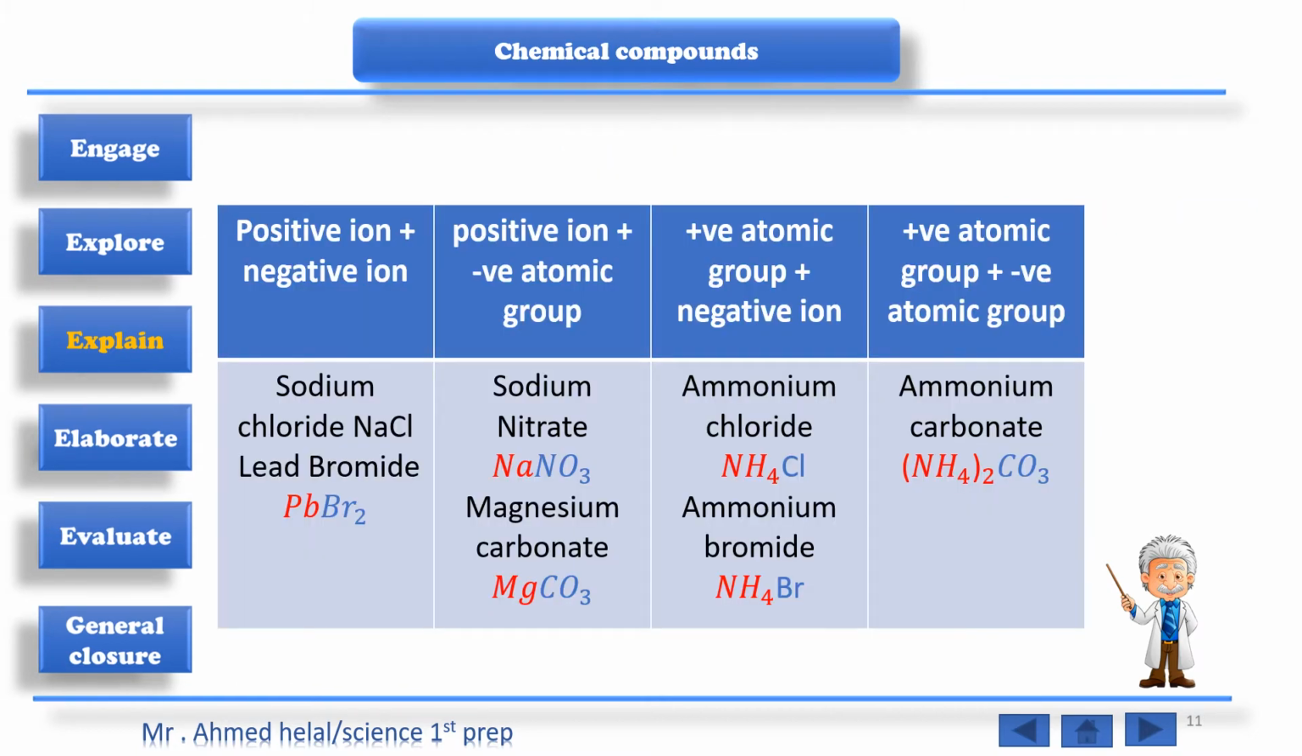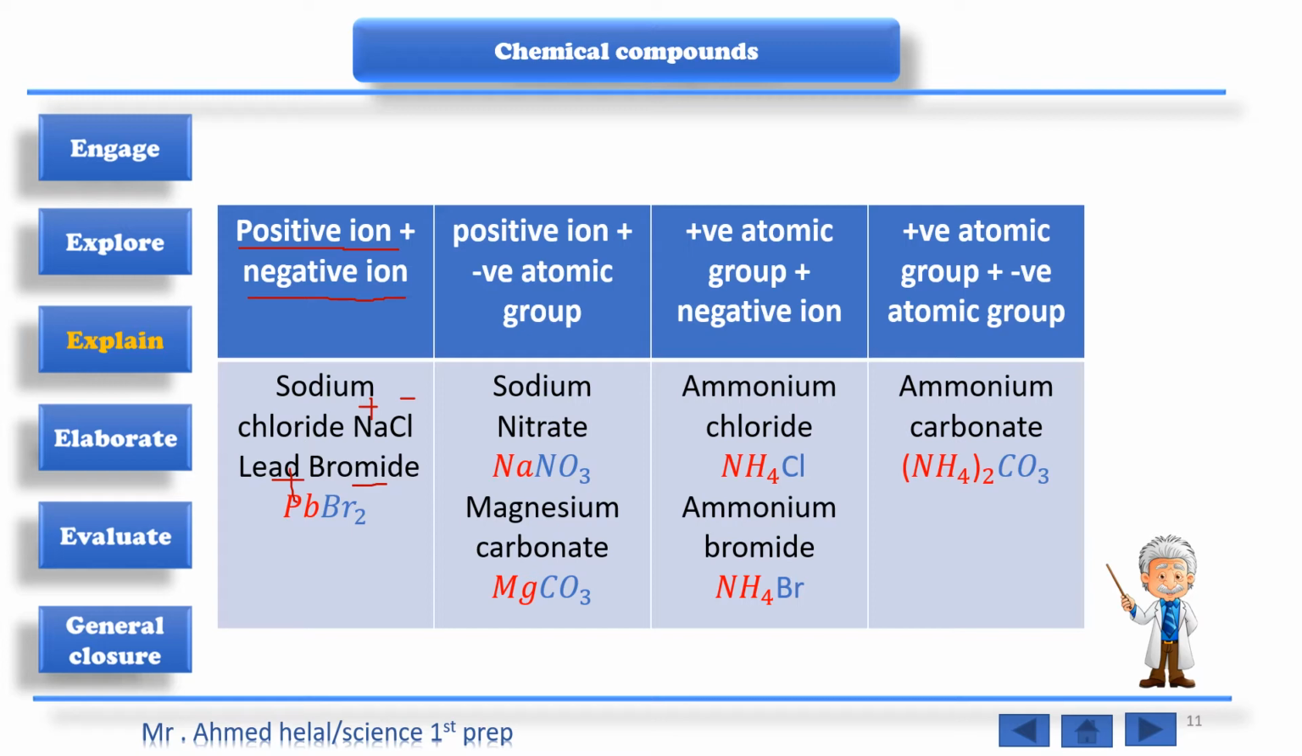Except oxygen. We have exception oxygen. A salt may be a positive ion plus a negative ion, like sodium chloride, Na, this is a positive ion, and Cl, this is a negative ion. Lead bromide, here we have a positive and this is negative.